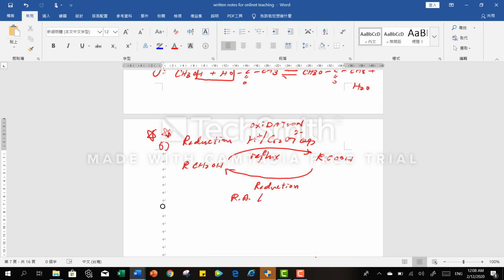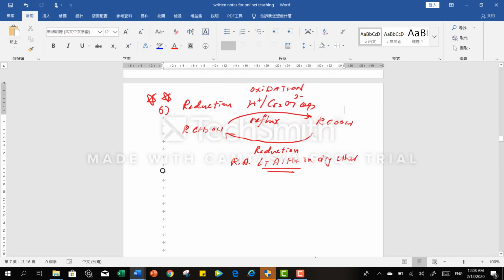That is LiAlH4 in dry ether. Okay, LiAlH4. You don't have to know the mechanism because it's quite complicated, but you have to know the name, because sometimes the question may ask you to name it. So it's called lithium tetrahydroaluminate. Now we put it in dry ether because it will react explosively in water, so we cannot use water as the solvent.